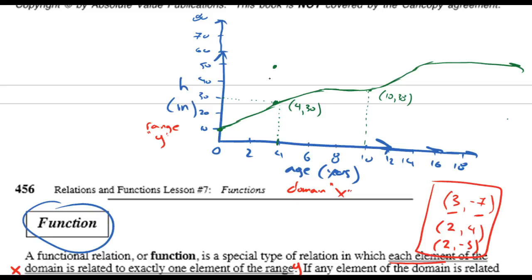And basically, that is the core definition of what a function is. You cannot have more than one output. And remember, these are your outputs here. These are outputs, and these are your inputs. So if I input 4 years old into my function, I'm going to get 30 inches. I'm not going to get 30 and 50. That would not make sense. So again, a function is a type of relationship where every x coordinate or every input has only one possible output or y coordinate.